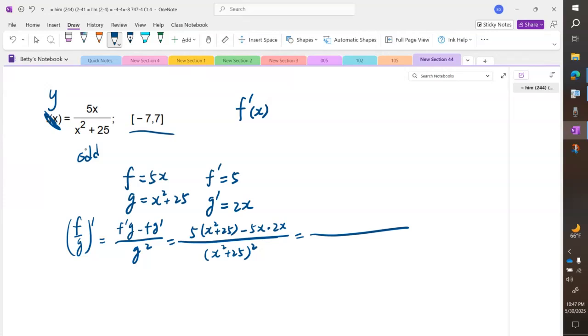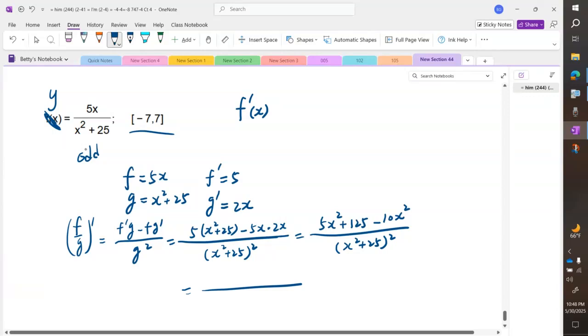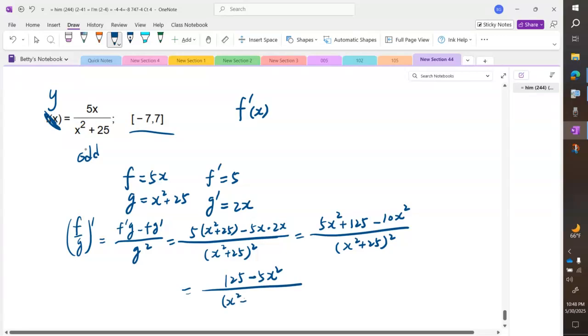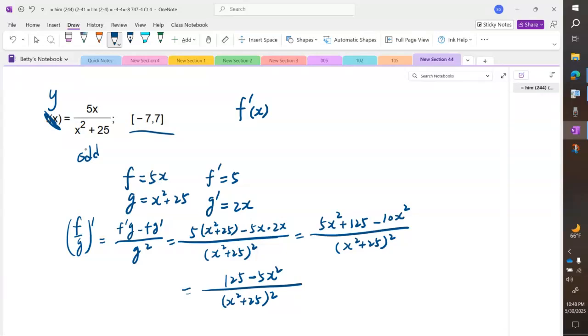Simplify the numerator. Let's distribute. 5x squared, 25 times 5, 125, minus 10x squared, 5 times 2 is 10, negative 10x squared. Denominator x squared plus 25 to the power 2. Continue simplifying the numerator: 125 minus 5x squared. 5 minus 10, negative 5, x squared. And this is over x squared plus 25 to the power 2. There's nothing we can simplify. This is the first derivative of the function.